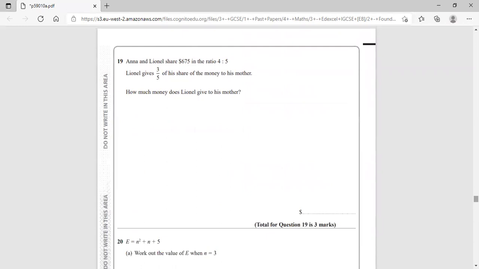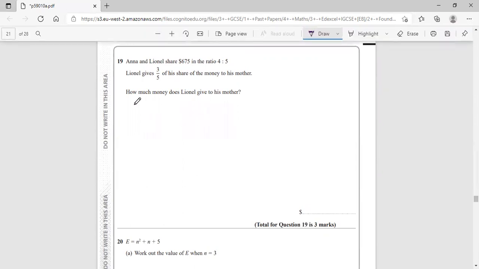Okay, question 19. Anna and Lionel share $675 in the ratio 4 to 5. Lionel gives 3/5 of his share of his money to his mother. How much money does Lionel give to his mother? So 2 steps here. First of all, work out how much money Lionel gets. So how many parts are in this ratio? So it's 4 to 5. So there's 9 parts. So how many parts does Lionel get? Lionel gets 5 parts.